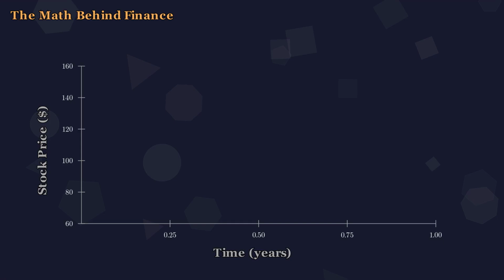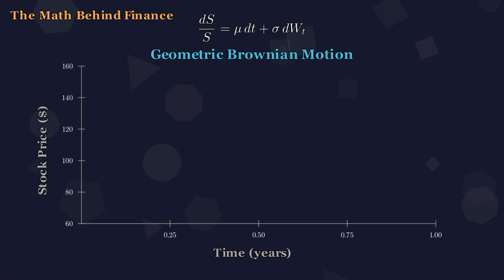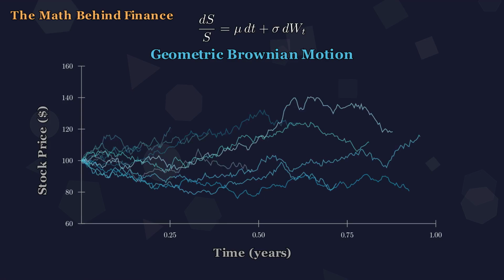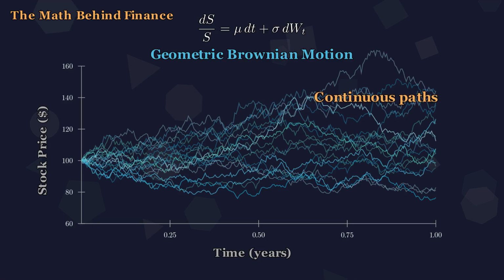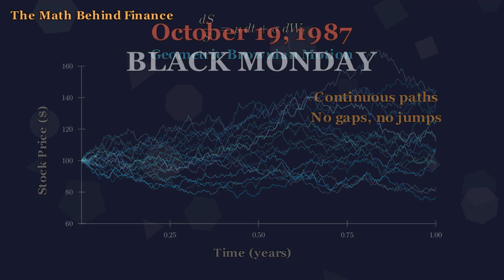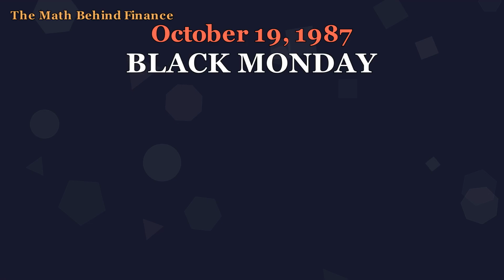Since episode 1 of this series, we have been modeling stock prices with geometric Brownian motion: smooth, continuous, random paths that never jump. Every model we have built so far, from Black-Scholes to Heston, assumes the price path has no gaps. On October 19, 1987, the Dow Jones Industrial Average fell 22.6% in a single day. The S&P 500 dropped 20.47%.